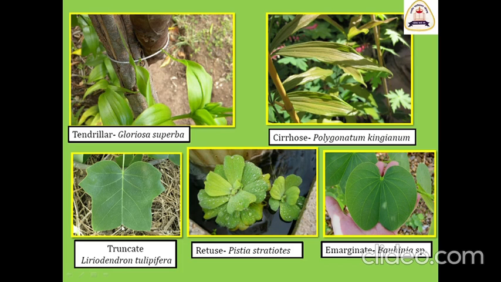Truncate, where the leaf tip gives the appearance of going inside the leaf lamina. This is Liriodendron tulipifera. Retuse means vase-like structure, the tip is broader and the base is narrower, and there is a small groove. The example of this is Pistia. Emarginate means the tip is not present, totally absent. It is the Bauhinia species.